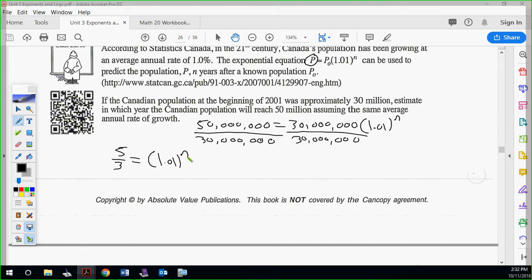And so now we're into today's stuff. We're going to log both sides, or you could write it in exponential or logarithmic form, whichever. Okay, but if we log both sides, we're going to see it's going to be n equals log 5 over 3 divided by log 1.01.